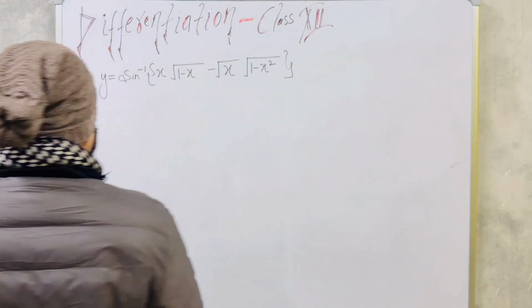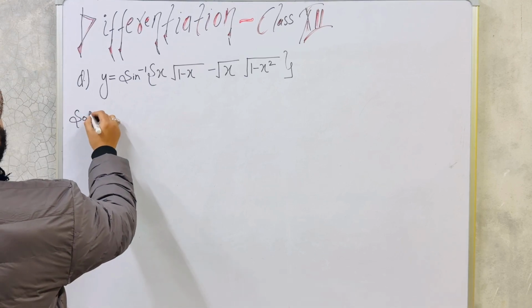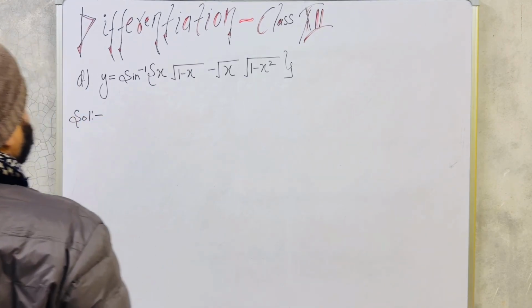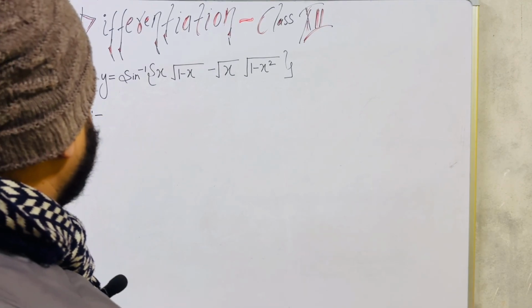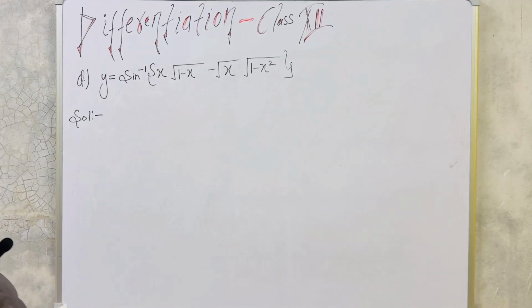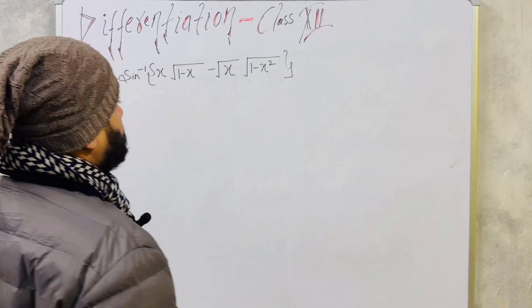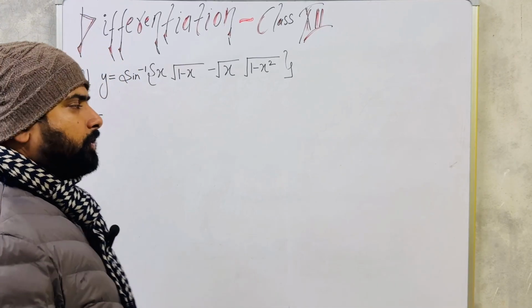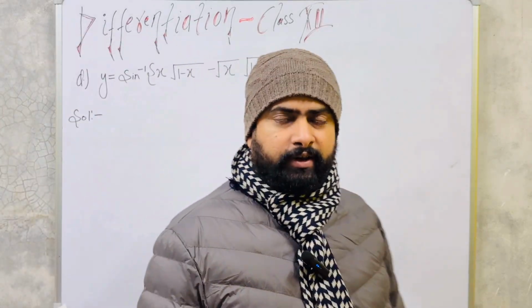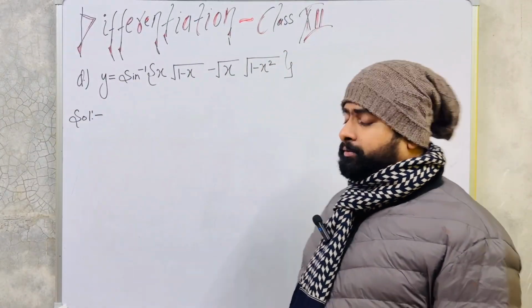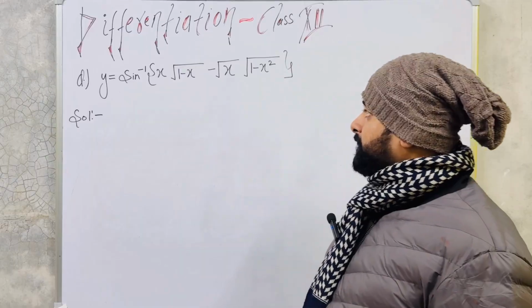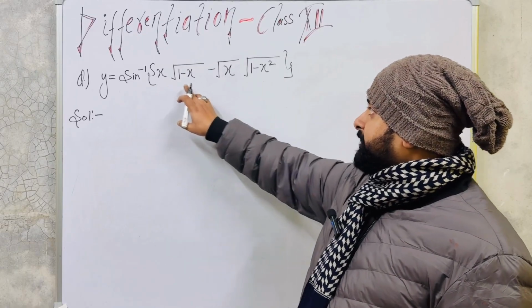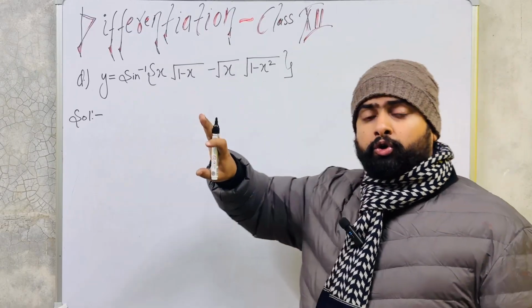Now the next question is y is equal to sine inverse of (x times under root 1 minus x, minus under root x times under root 1 minus x, the whole bracket closed). Firstly, we have to solve this question. Now let us consider x is equal to sine a and under root x is equal to sine b.